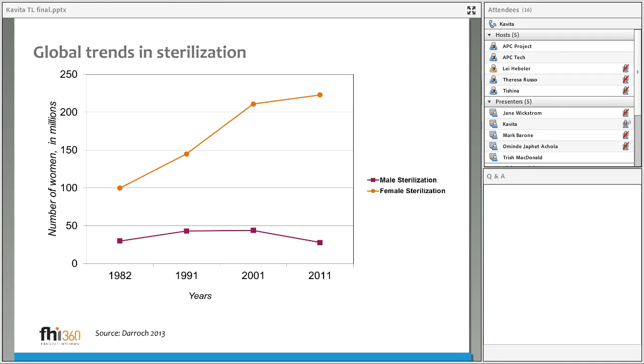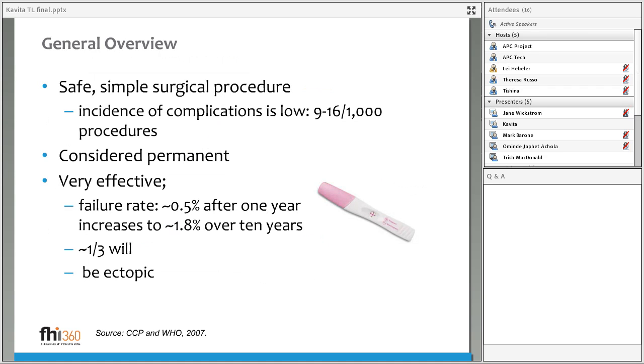As Jane mentioned, sterilization, particularly female sterilization, is increasing in popularity. You can see here that from 1982 to 2011, although rates of male sterilization declined, female sterilization in terms of numbers of women in millions increased quite a bit. Generally, tubal ligation is a safe, simple surgical procedure. The incidence of complications is very, very low, around the order of 9 to 16 per 1,000 procedures. It is considered a permanent method, and it's very effective. The failure rate is less than 1%, about 0.5% after 1 year, but it does increase slightly over time.